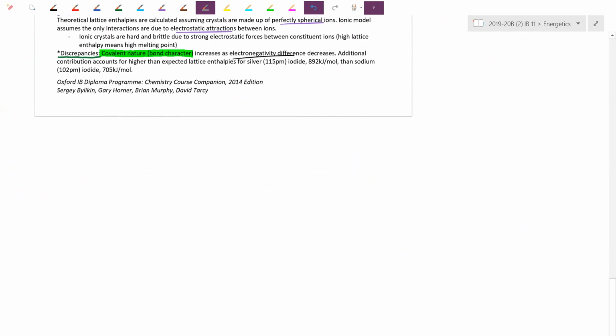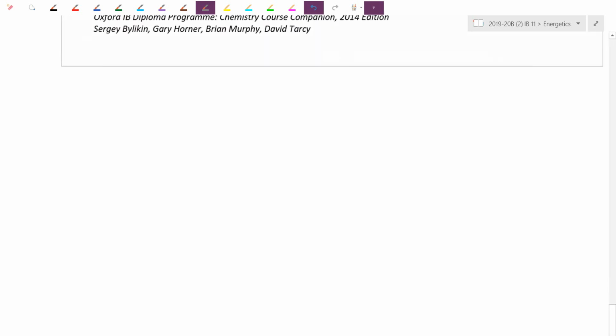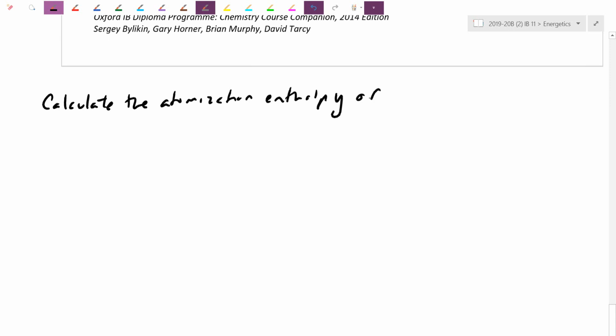Lastly here, let's do one last example. There's going to be a worksheet that gives you some more practice with this one here. We're going to do a question. What I want you to find for this question, it's actually question 2 on the upcoming worksheet. I want you to calculate the atomization enthalpy of magnesium in the compound MgCl2.